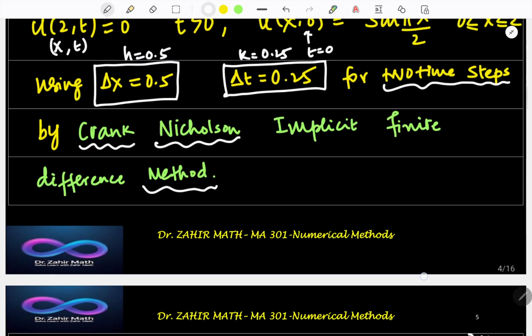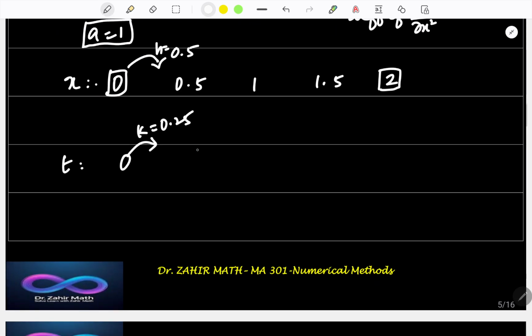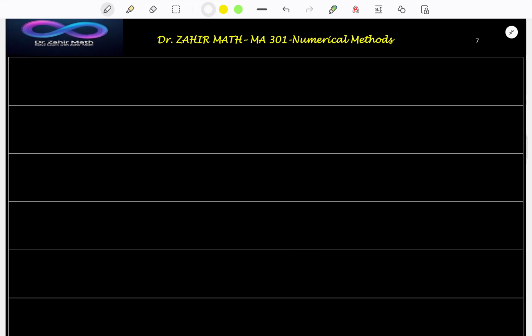And also one more thing is given. There is no end time. It is given as 2 time steps, which means you are going to jump 2 times. So the first time you jump, it will be 0.25, and the second jump will be 0.5 because you are adding 0.25. So this is your t value. It's ready? Right. Now we are going to create the table with the x value and t value. Let me create it and come back.